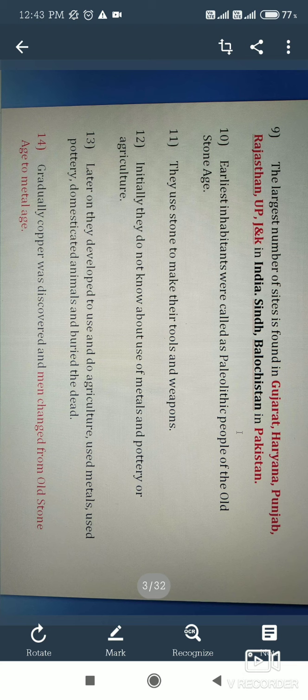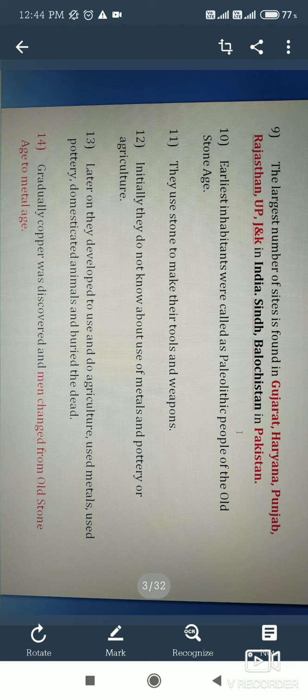Number 10: the earliest inhabitants were called Paleolithic people of the Old Stone Age. Earliest inhabitants means the people at the time of the Harappan civilization. They used stone to make their tools and weapons. Initially they did not know about the use of metals, pottery or agriculture, because they were hunting, residing in the jungle and eating raw meat, but gradually they came to know about agriculture, metals, pottery and all these things.